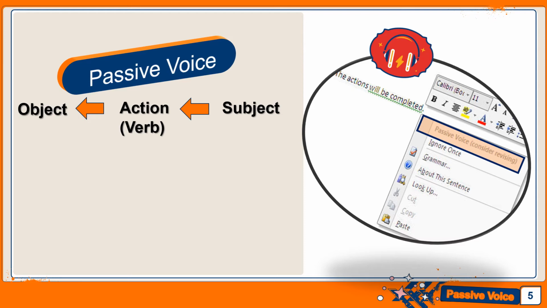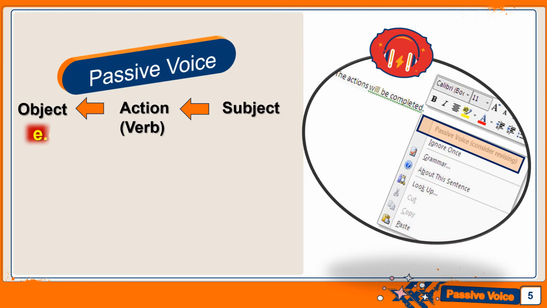One very important thing that you need to remember is that in active voice, the verb that you were using there was either in the first form or the second form. But in passive voice, it will be in its third form, the participle form.